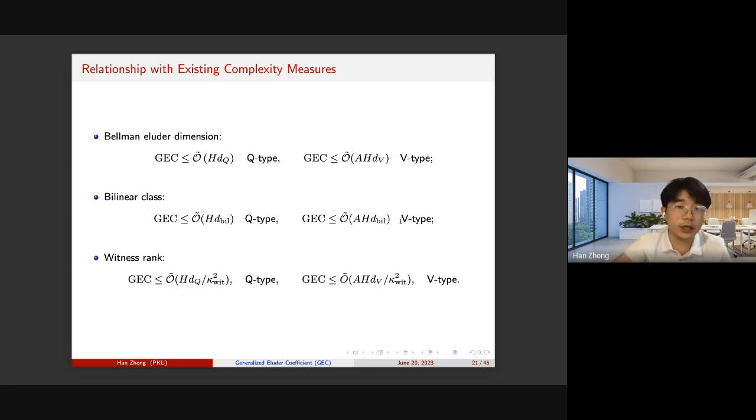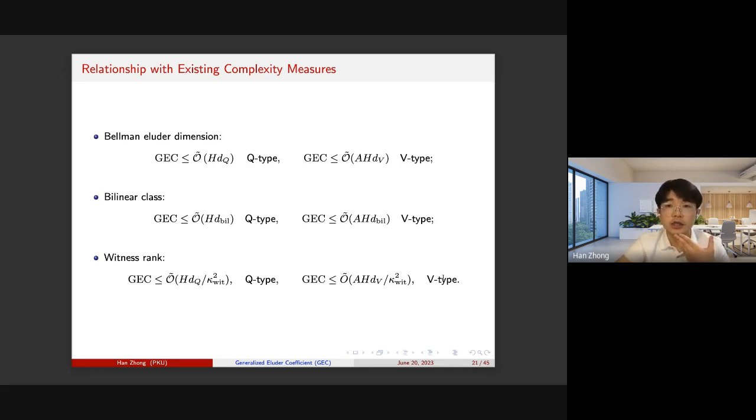For the Witness rank, we have similar results. For the Q-type Witness rank, the GEC is bounded by H d_Q over kappa_Witness rank squared. Here, kappa_Witness is some parameter in the definition of the Witness rank, and the GEC is also bounded by O tilde A H d_V over kappa_Witness rank squared. So this holds for the V-type problems.